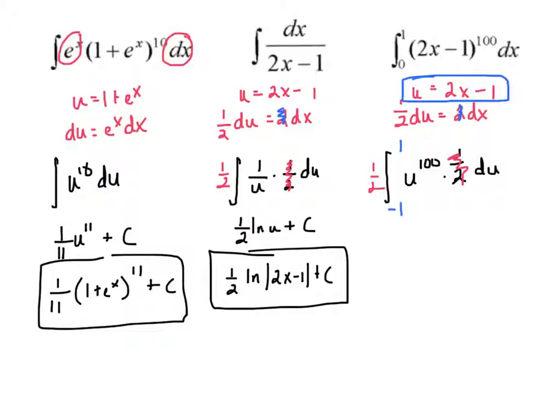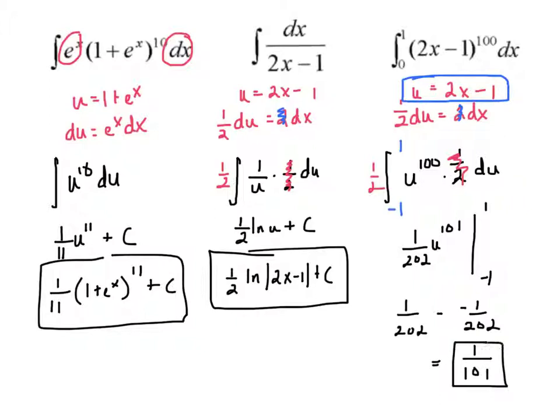Okay. The antiderivative, well, we raise the power and divide, so it'd be 1 over 101, but remember it's being multiplied by 1/2, so it's going to be 1 over 202. There's no plus c, it's definite. And we're evaluating at 1 and -1. Well, if I plug in 1, I get 1 over 202. If I plug in -1, I get -1 over 202. So I get 2 over 202, which is 1 over 101. And that is the final answer.